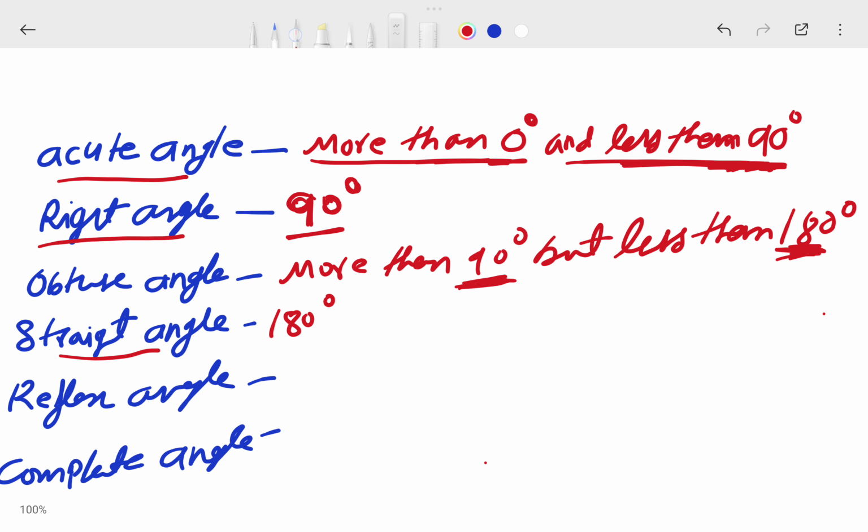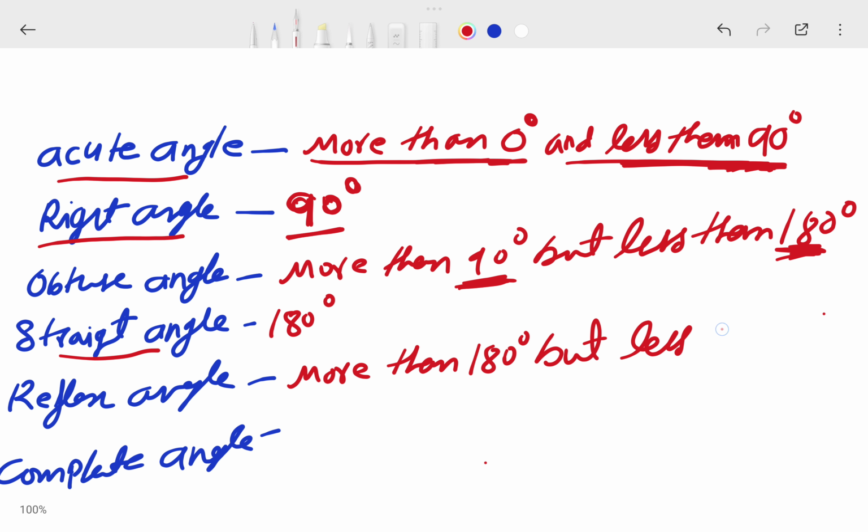Right. Now what is the reflex angle? A reflex angle is more than 180 degrees but less than 360 degrees. Now it is less than 360 degrees, which means it could be 190 degrees, 280 degrees, 358 degrees, etc. Okay? So this is called our reflex angle. A reflex angle means more than 180 degrees but less than 360 degrees.